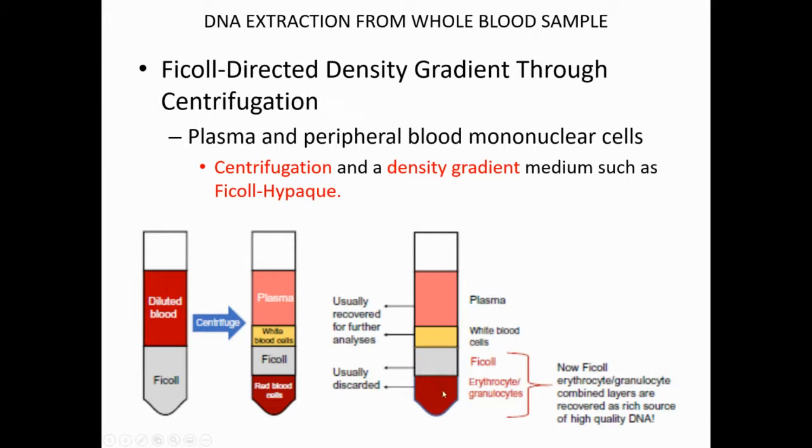Although sometimes nowadays people can also retrieve the DNA from the red blood cell, the amount of DNA is minimal, is not much. Mostly it is from the plasma and the white blood cell.